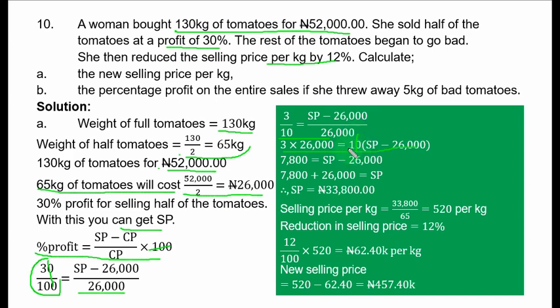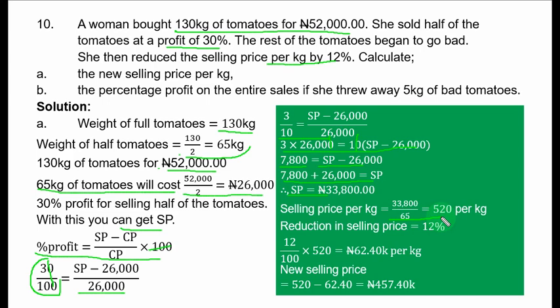So this 0 removes one 0 from here, so you are left with 2,600 times 3, that is 7,800, equal to selling price minus 26,000. Collecting terms, you have this result. Therefore, selling price is equal to 33,800. So you divide that value by 65 and you have 520 per kg.